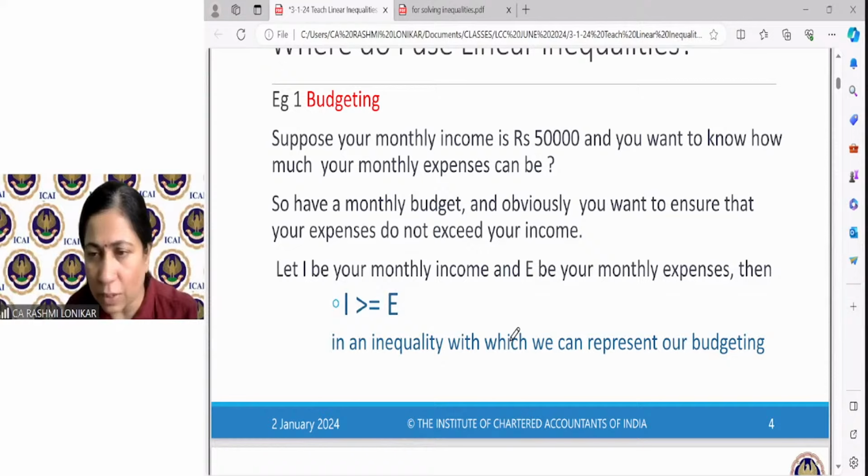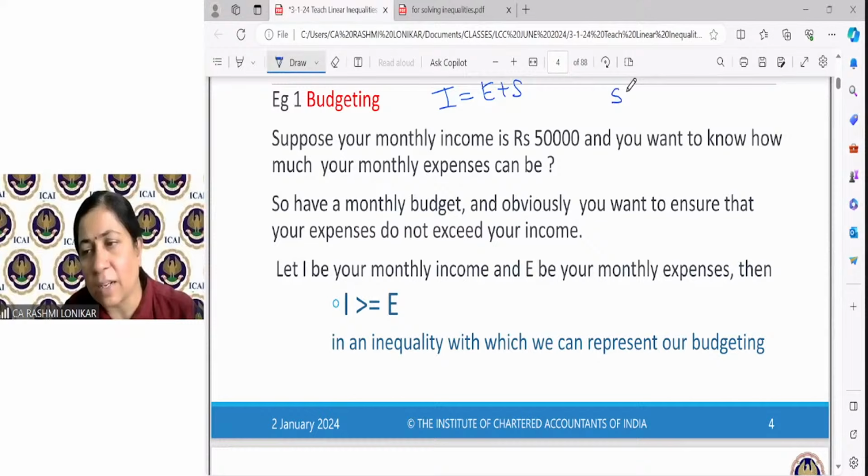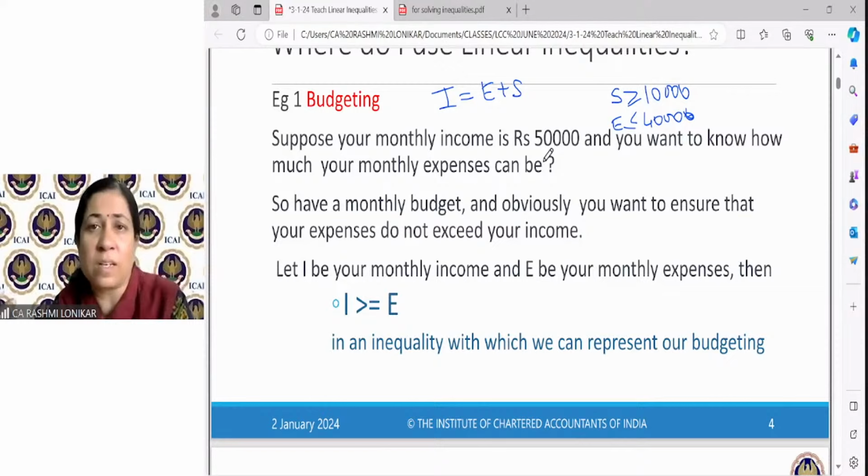Well, then you can even have I is equal to E plus S, okay? Earnings plus saving, and then I can say that my savings should be at least greater than or equal to 10,000 per month. So in that case, what will my expense be? Expense should be less than or equal to 40,000, okay? So all those types of things, you can put in, like you can expand on this. This is the basic concept wherein I'm showing you how linear inequalities work. So first is the budgeting.